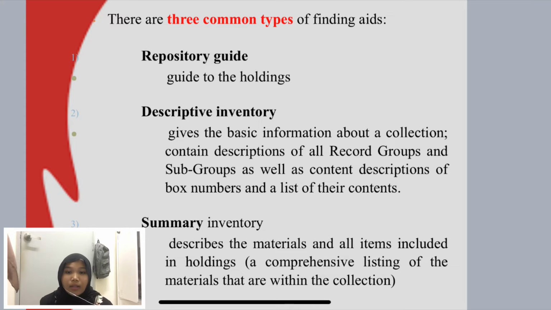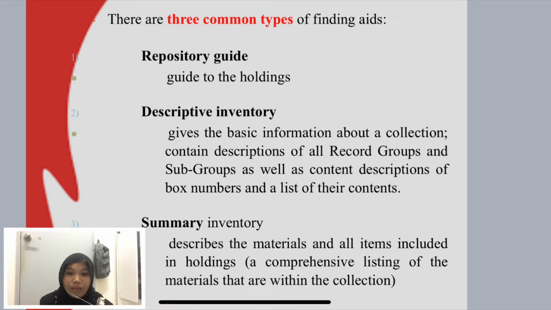The second one is the descriptive inventory. It gives the basic information about a collection, and contains descriptions of all record groups and subgroups, as well as descriptions of box numbers and a list of their contents. It describes the specific information of a collection, especially when we want to retrieve the record. For example, the date of the collection, the name of the agency that created the collection, and the box number.